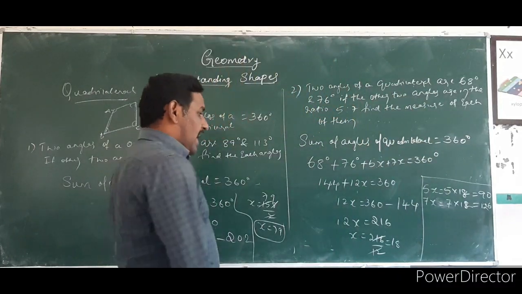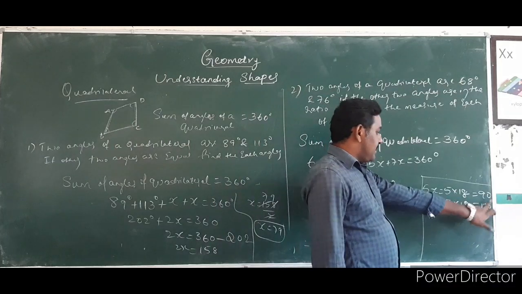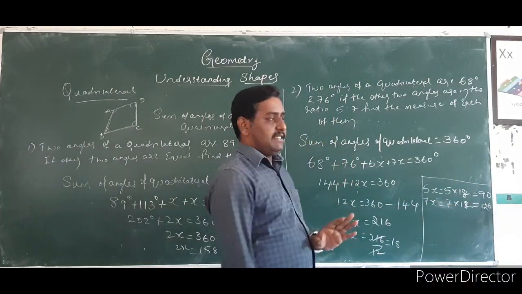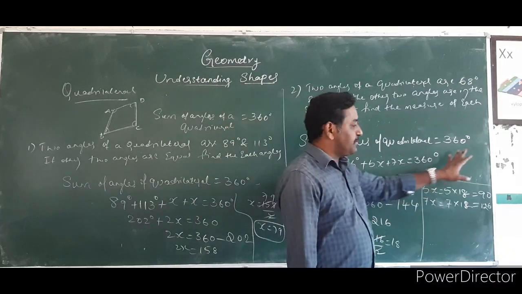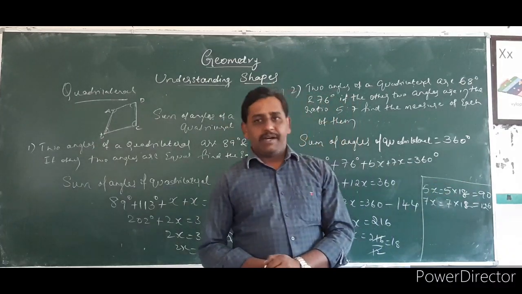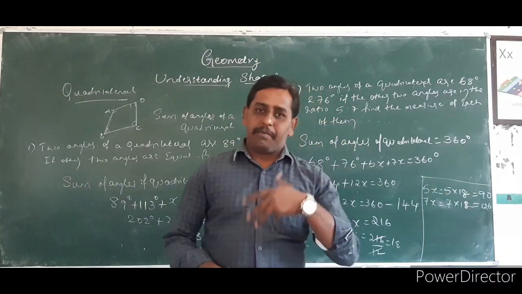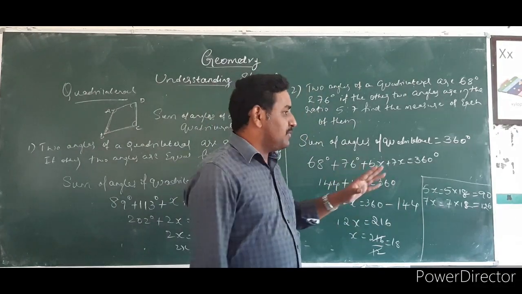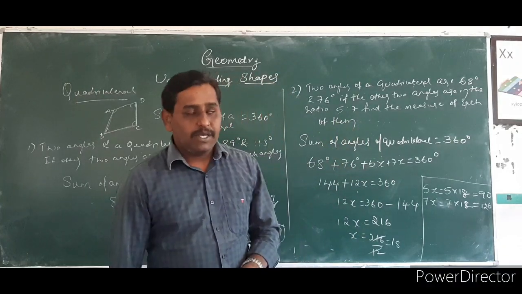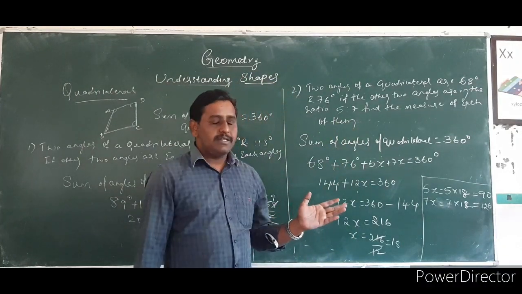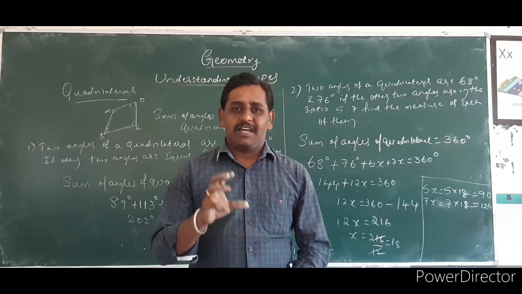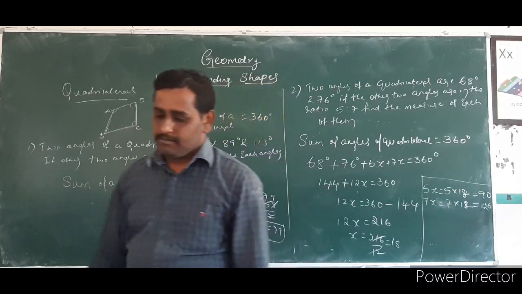If you add 126 plus 90 plus 68 plus 76, the sum will be equal to 360 degrees. If it is not coming properly, your answer is wrong. So after solving the problems, you can verify the answer, and only then can you easily know whether your answer is correct or not.